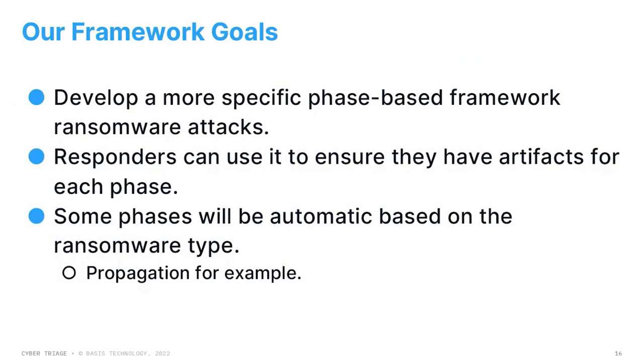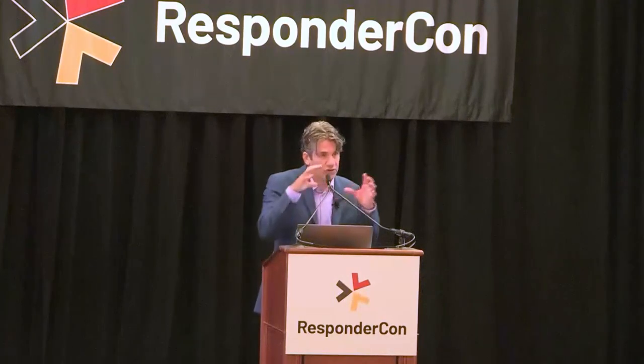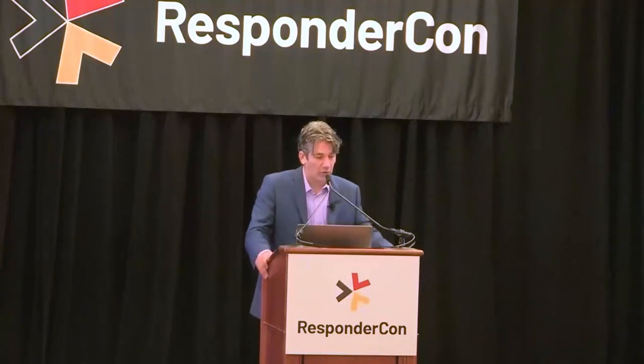Like the Lockheed Kill Chain, where these are the phases in the attack that you want to make sure you're looking at to make sure you've investigated. Whereas MITRE ATT&CK is more of a tactics framework: these are lateral movement, these are RDP, et cetera. So some phases will be automatic or implied based on the kind of ransomware involved. But this is the basic idea of giving a structure to the phases in a ransomware attack to help you work backwards from that.